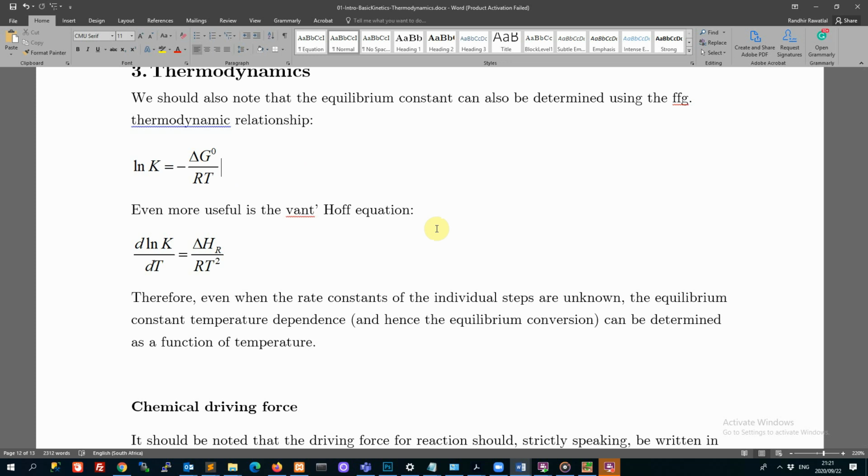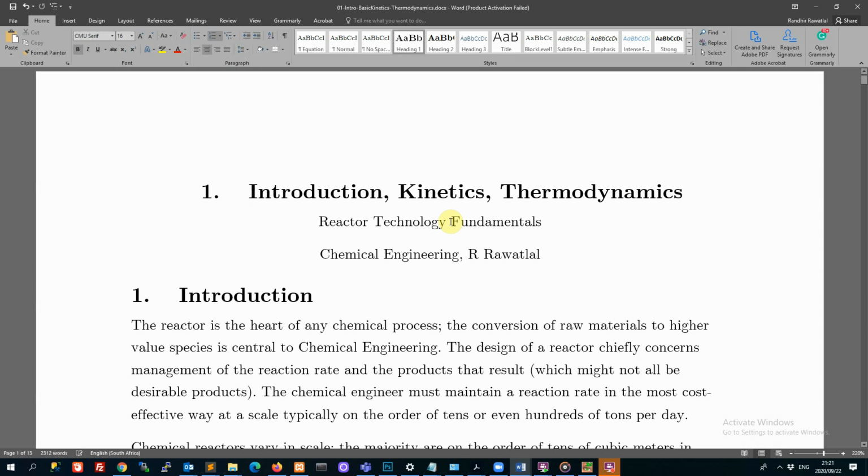So that's the introduction to this course. This is what we'll be doing in the coming weeks.